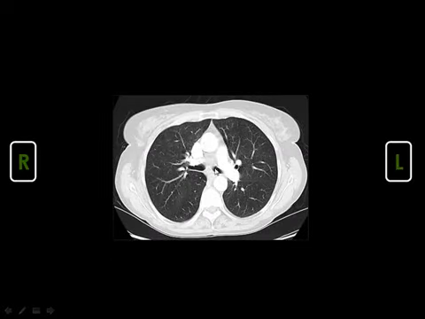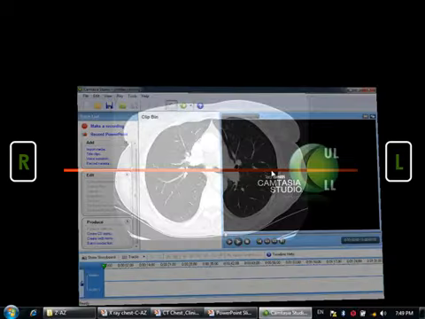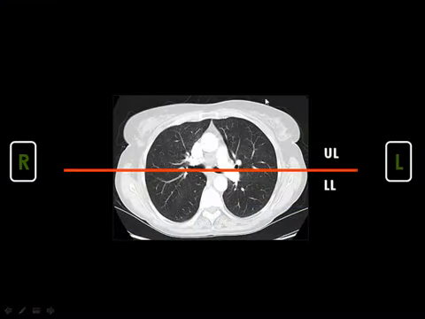Then look at this. The trachea is divided into two, then the section is divided into two. This is the upper lobe, and this is the lower lobe.